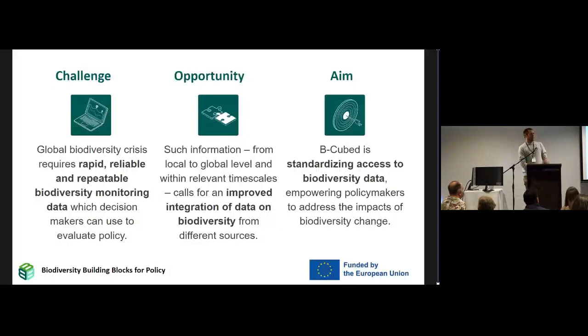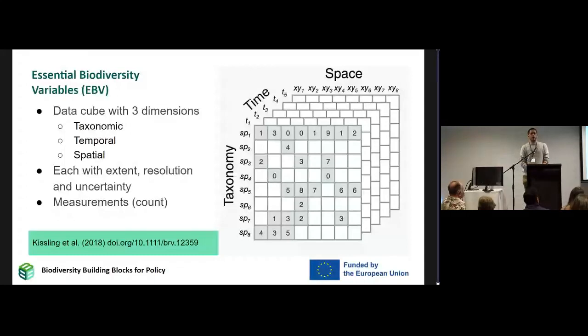Next slide, please. And as has been mentioned before in the previous talk, one way to do that is by creating essential biodiversity variables. One of them is a species distribution cube, which basically packages occurrence data along three dimensions. So you have a taxonomic dimension, per species, you have information per species. Then you have a temporal dimension. You want to know how that species evolves over time. And then there's also a spatial dimension, like what is this species doing over time within a certain location.